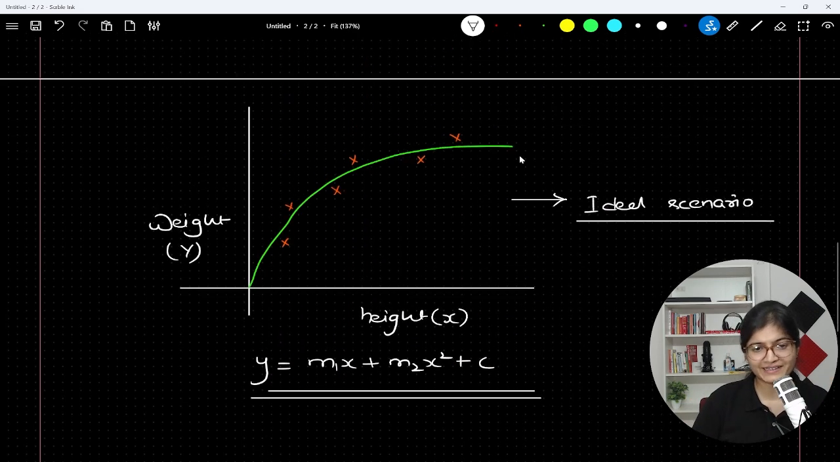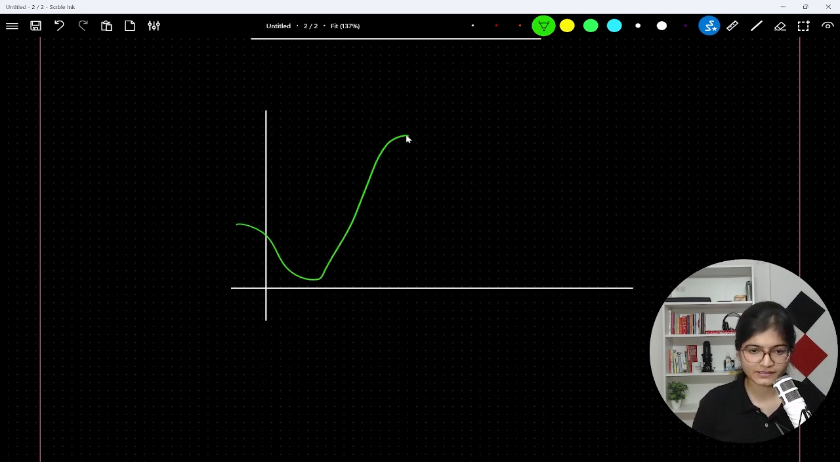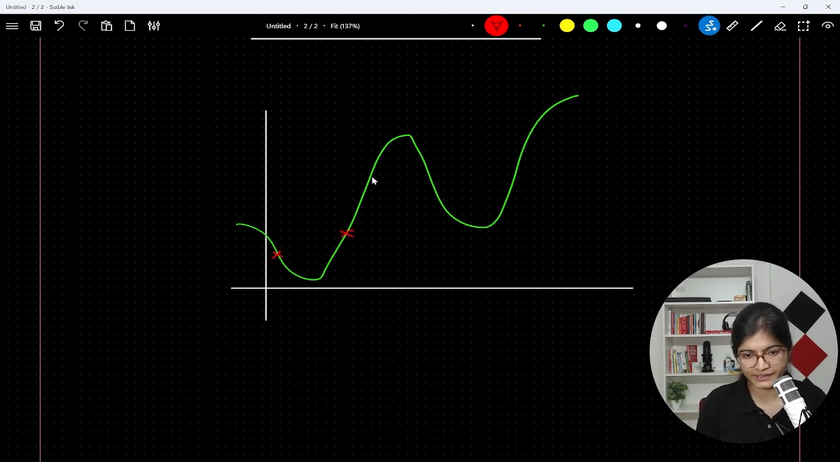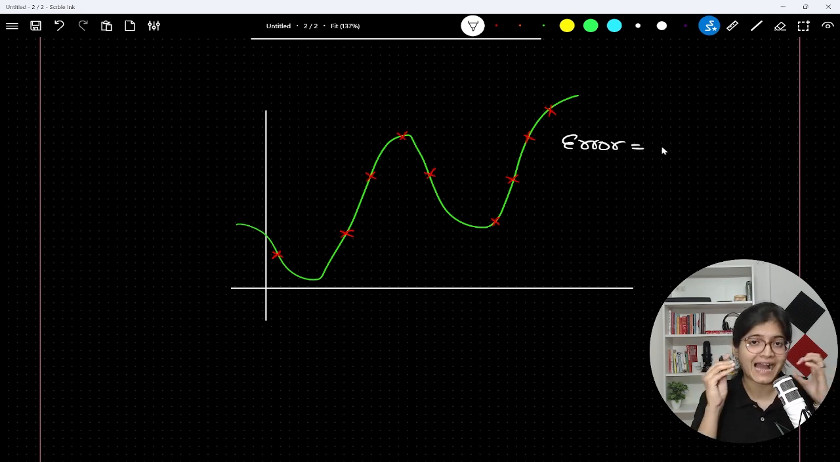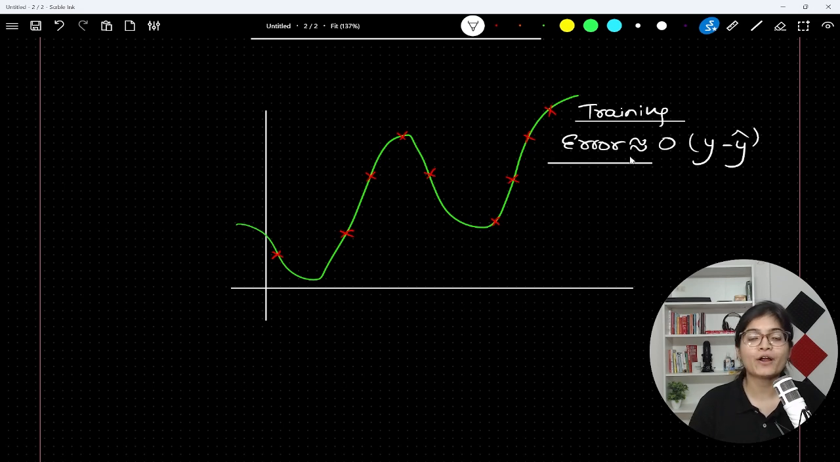But let's say there can be another possibility which can exist here. Let's say the model is trained like this, where you will be having data points here, here, here, here, here, here, here, here, and here. So what is happening? In this case, if you observe, the error which I was talking about, which is the difference between the actual and the predicted line, is approximately equal to 0. The difference between the value of y and y cap is approximately equal to 0. Can you clearly observe this, right? This is the situation where your training error is approximately equal to 0.